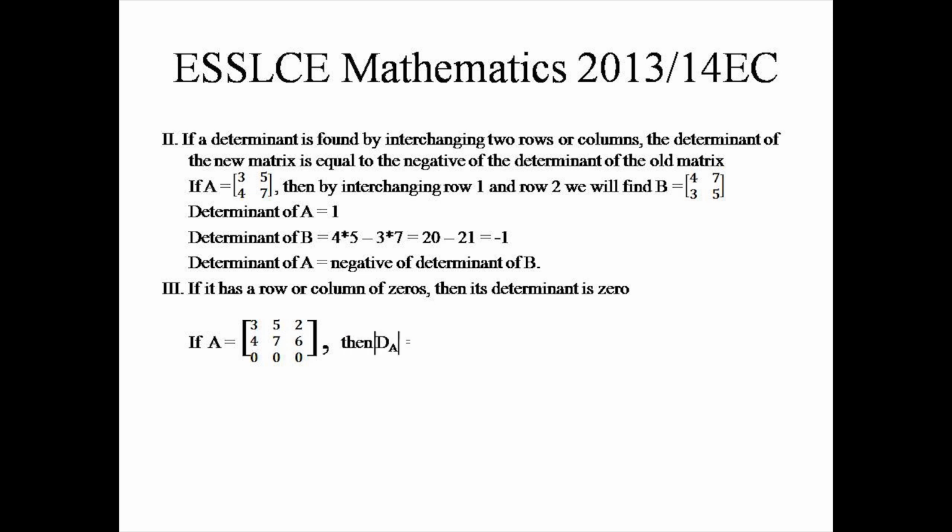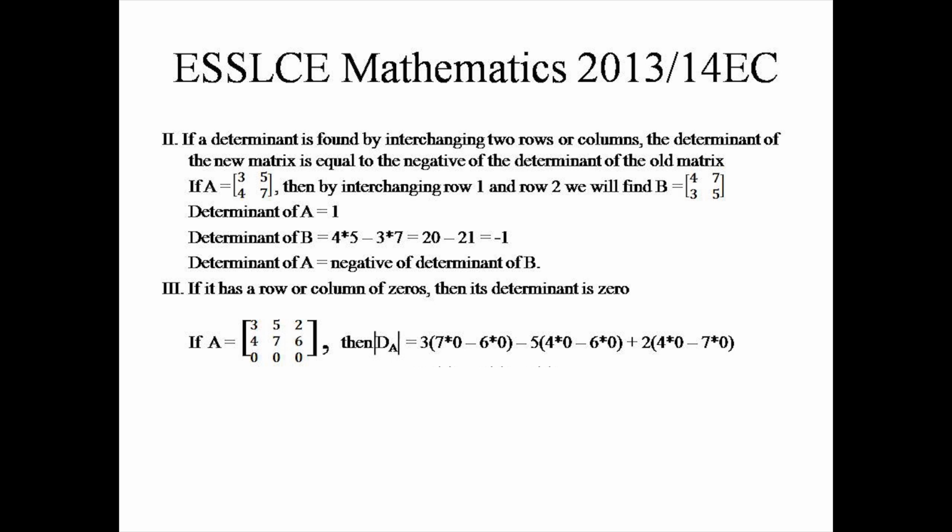Then determinant of A is equal to first element of row 1, that is 3. We will cross out row 1 and column 1. We are left with 7 times 0 minus 6 times 0, minus second element of first row, that's 5. We will cross out first row and second column, then we are left with 4 times 0 minus 6 times 0, plus third element of first row, that is 2 times. We will cross out first row and third column, then we are left with 4 times 0 minus 7 times 0.